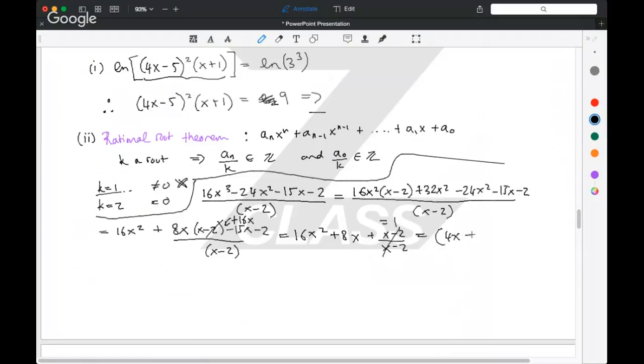So we just get 4x minus 1 all squared, and those are our roots, 4x minus 1 and x plus 1. Sorry, x minus 2.